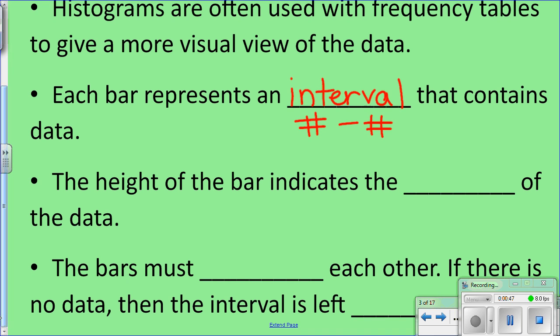The height of the bar indicates the frequency of the data. So if there were 10 of them, your bar would go up to 10. It's very similar to a bar graph. The difference between a bar graph, though, and a histogram, the bars must touch each other.